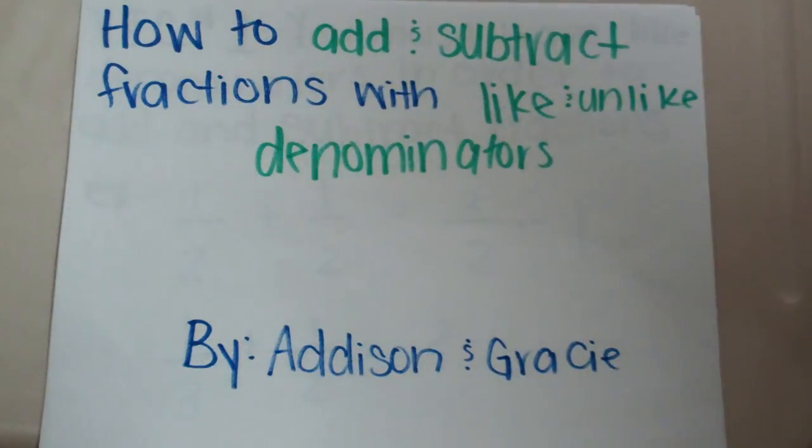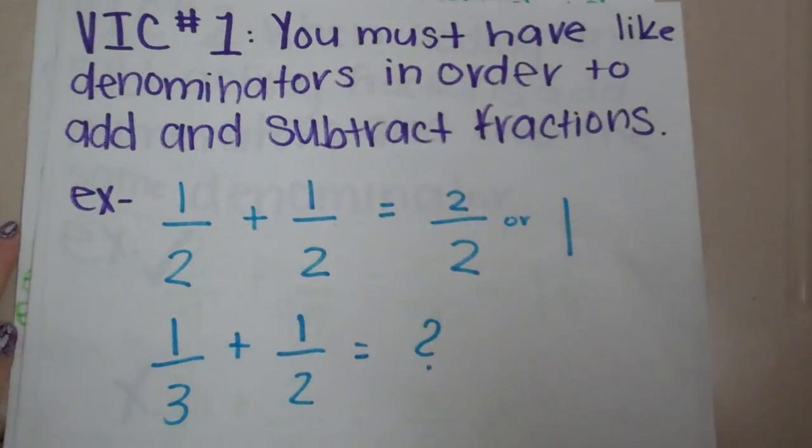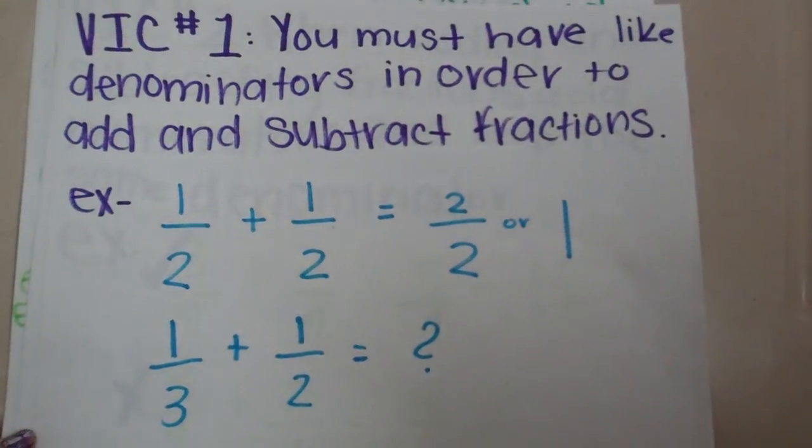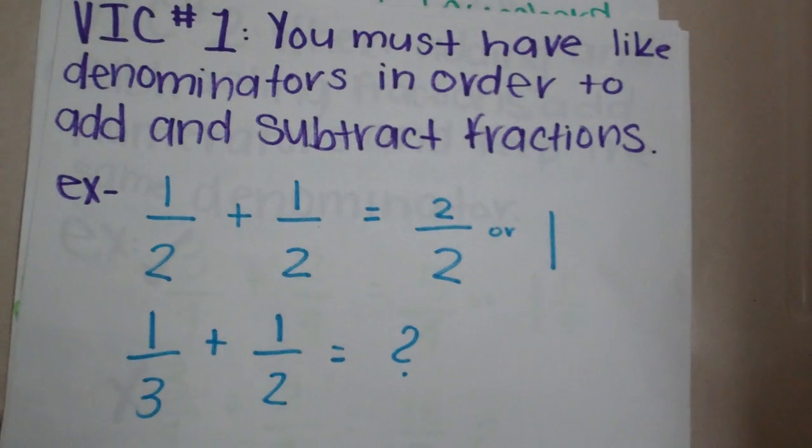How to add and subtract fractions with like and unlike denominators. By Addison and Gracie. You must have, big number one, you must have like denominators in order to add and subtract fractions. Example, this is our example.